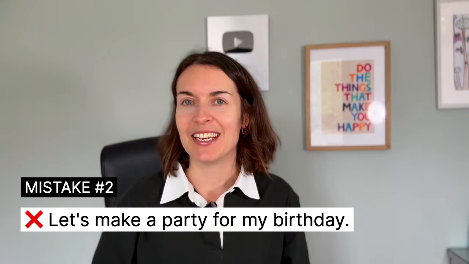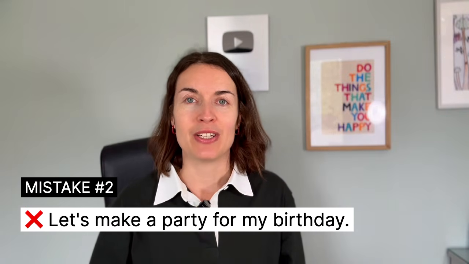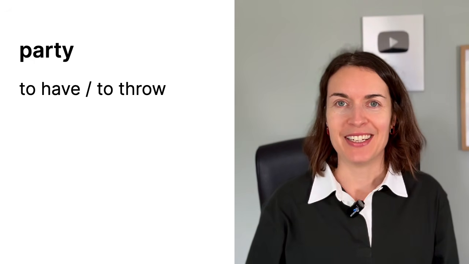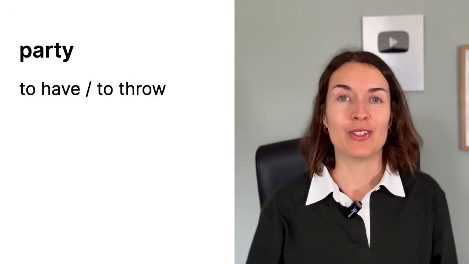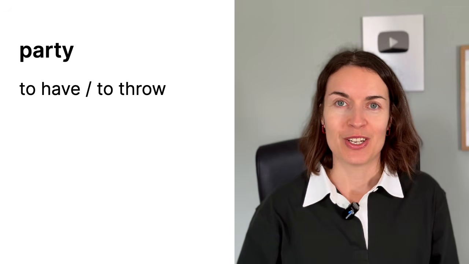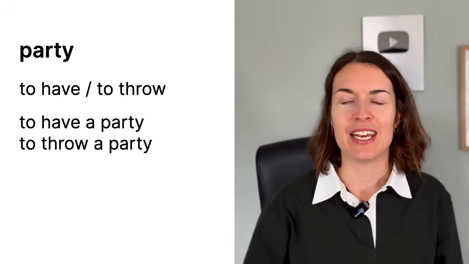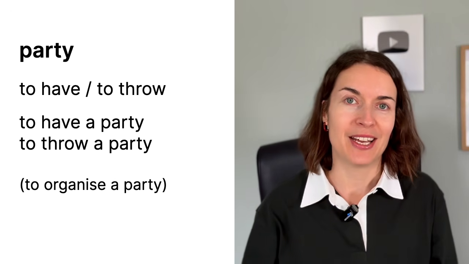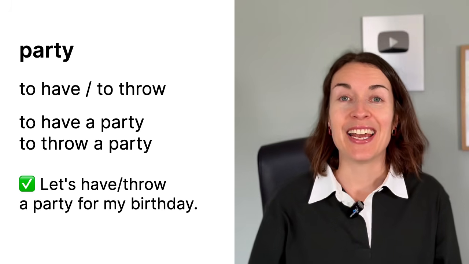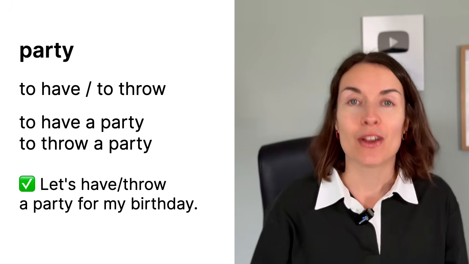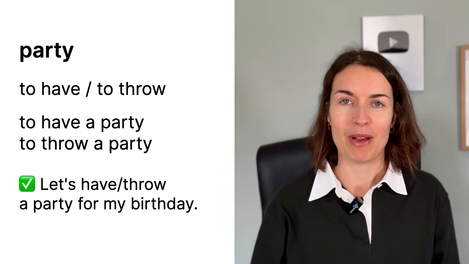The next mistake is this: "Let's make a party for my birthday." So the word party in English normally goes with the verbs to have or to throw. So to have a party and to throw a party, which means to organize a party. So we should say, let's have a party for my birthday, or let's throw a party for my birthday.